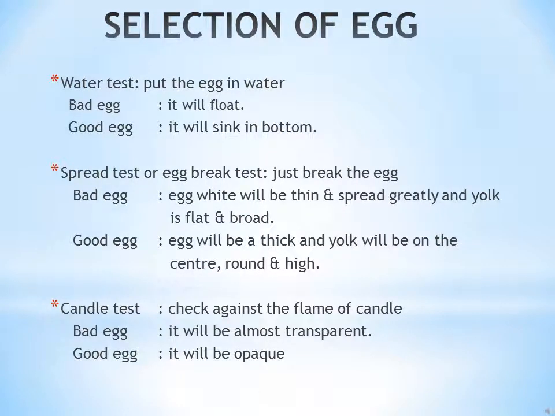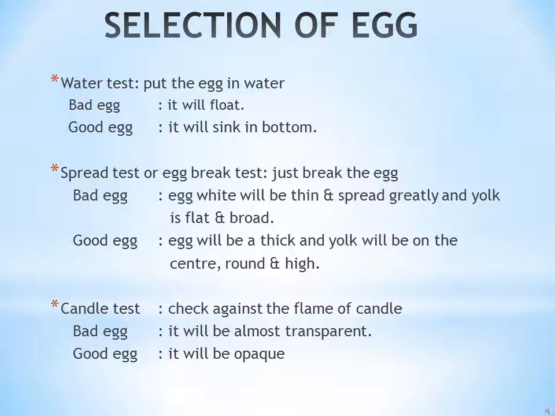After studying the structure of egg, now we will study how to select an egg and check whether it is fresh or stale. We can perform the test in 3 ways. First test is water test. Put the egg in water. Bad egg, it will float. Good egg, it will sink to the bottom.